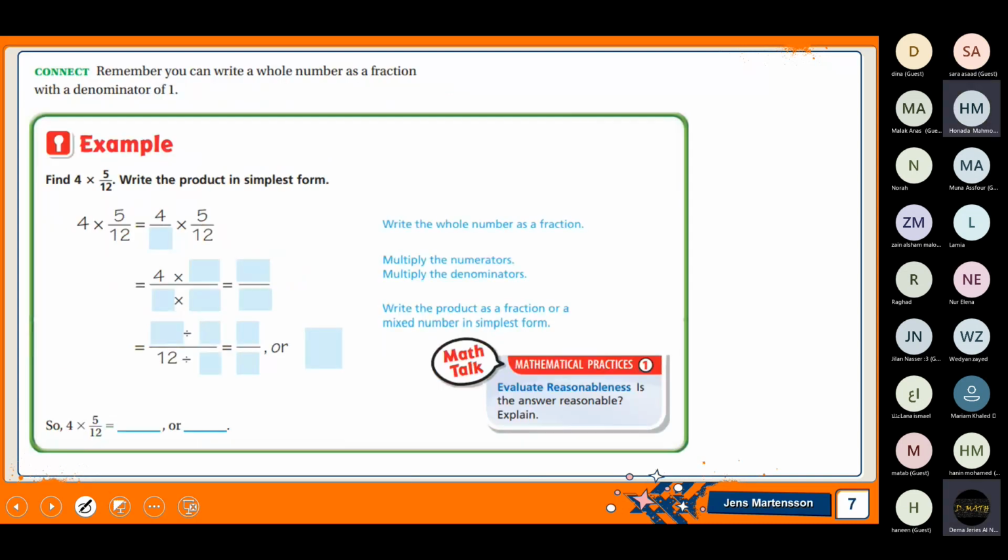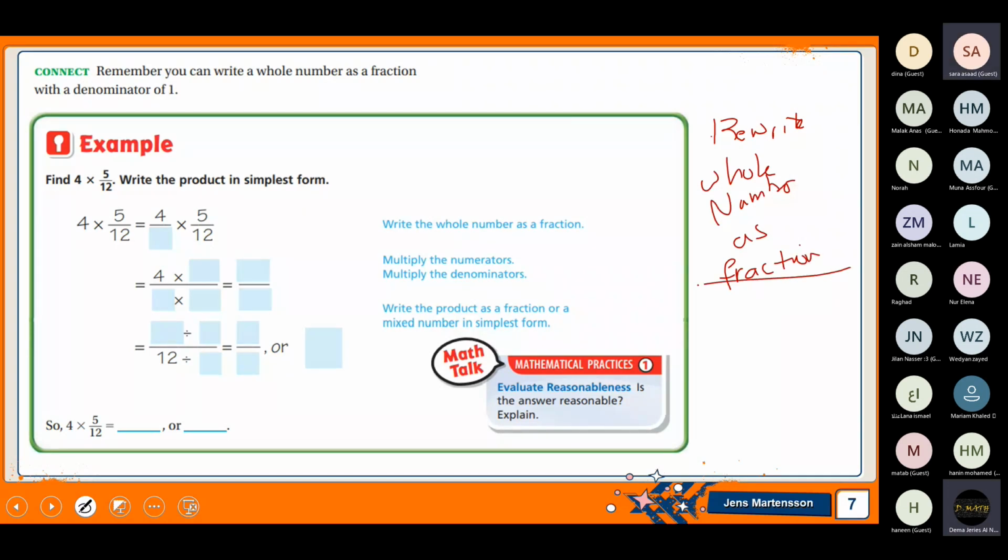Now, here, what do we have? We have a whole number, and we need to multiply the whole number with a fraction. You must know how you can rewrite a whole number as a fraction. What you will do is put the denominator 1. Like 3 is a whole number. How can you rewrite it as a fraction? Make the denominator 1, so it becomes 3/1. In this case, now, this is a fraction.